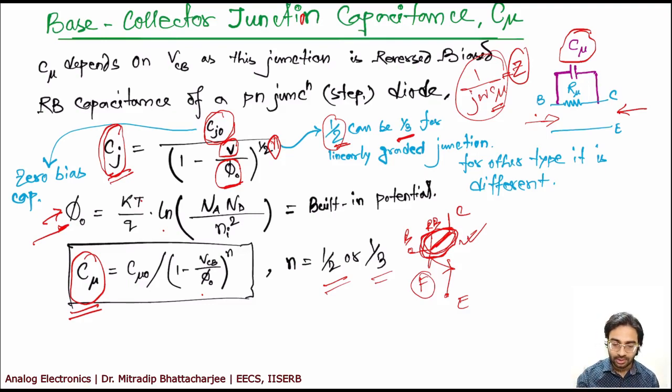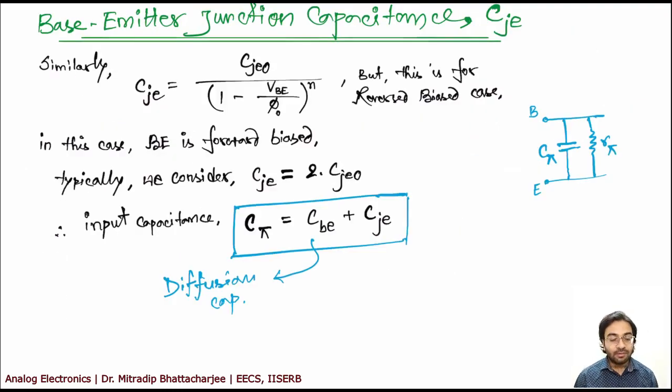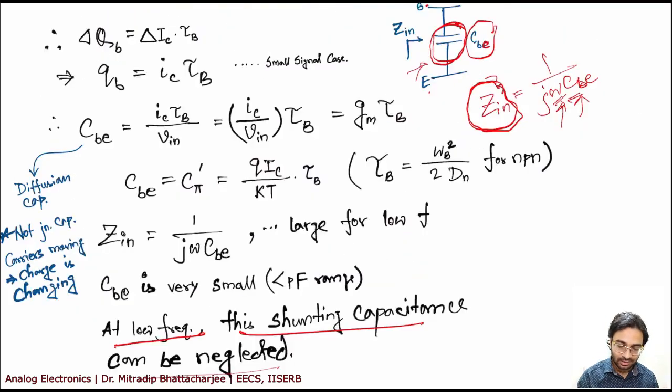Anyways, your emitter is grounded. Okay, so this is the value of your C mu, the base collector junction. Then you have the base emitter junction. Maybe I should have discussed this before the base collector, because I have already discussed one base emitter thing, the diffusion one. Remember this one also is base emitter, forward bias. I already said this is the base emitter diffusion capacitance.